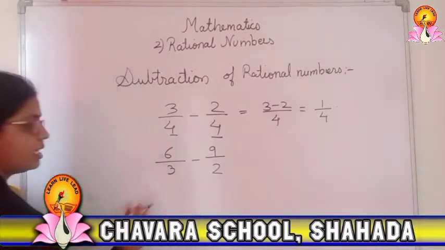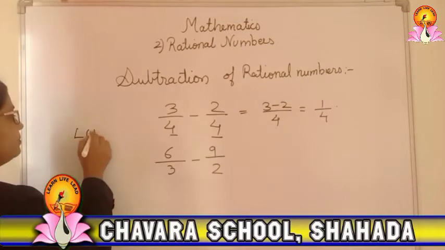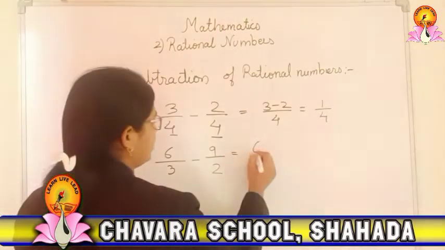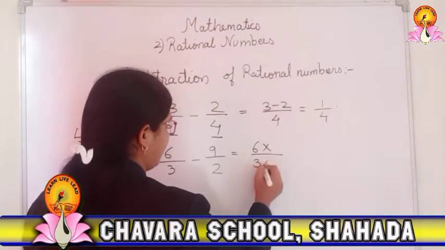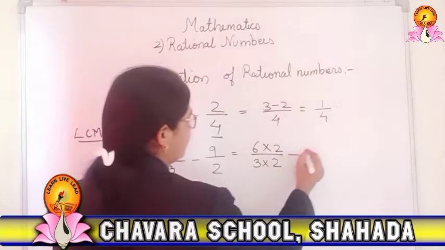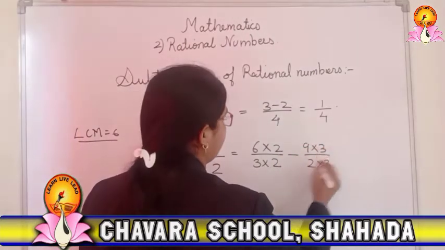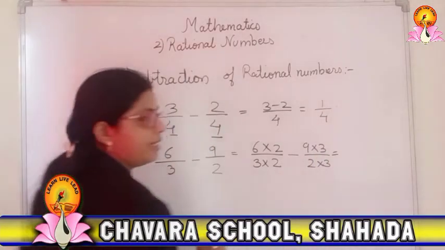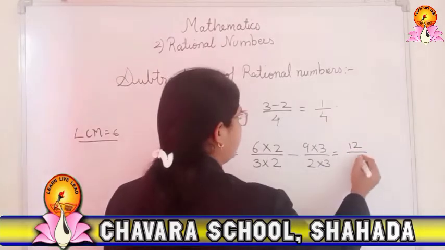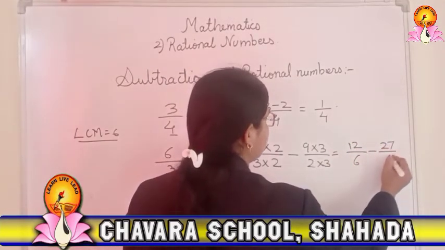Okay, so now LCM of 3 and 2 is 6. So LCM is 6. So 6 is multiplied by 3 and multiplied by 2, because 3 multiplied by 2 we are getting 6. Same way here 2 into 3 is 6. That is why I have multiplied by 3. So just now multiply it. 6 2s are 12 upon 6 minus 9 3s are 27 upon 6.